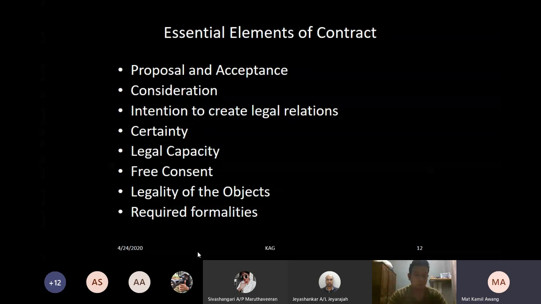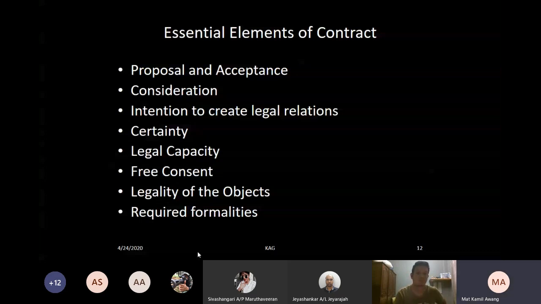The next one is free consent. The contract must be done willingly. There is no forcing into a contract. Tak boleh paksa. It has to be free will. So without free will, without free consent, the contract is not valid. For example, somebody forces you to sign an agreement. That agreement that you sign is not valid if somebody is forcing you. You must sign willingly.